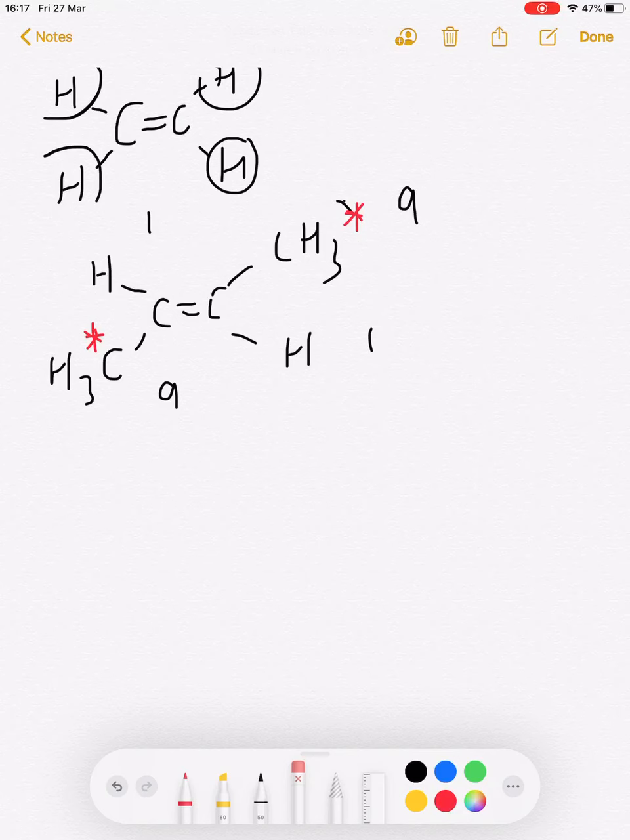Now if we have a look at where those priority groups are, they are on opposite sides of the carbon-to-carbon double bond. If they are on opposite sides of the carbon-to-carbon double bond, that makes it E isomerism.